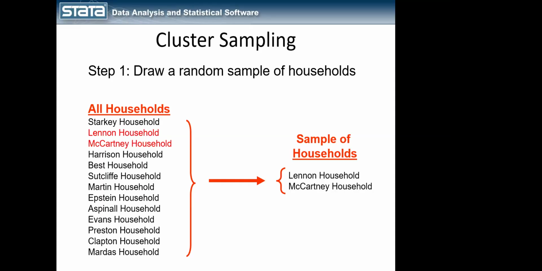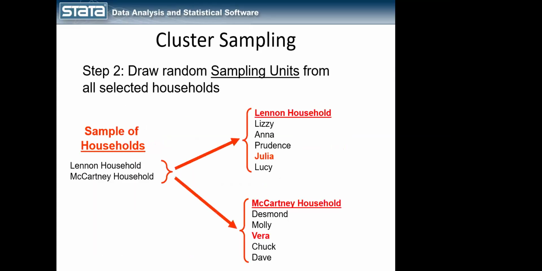At the first stage, we're going to sample households. So we make a list of all the households, and let's say we sample the Lennon household and the McCartney household at stage one. So now we have our sample of households. Then from within each of those clusters or households, we're going to sample an individual. So we would refer to this as a two-stage cluster sampling design, which is where the term stage comes in, and that's something we're going to need to fill in our svyset dialog box.